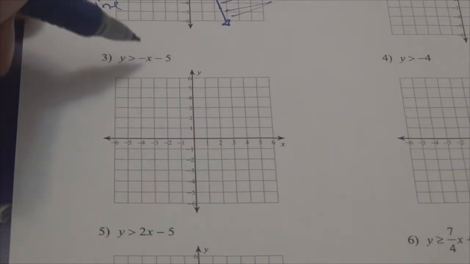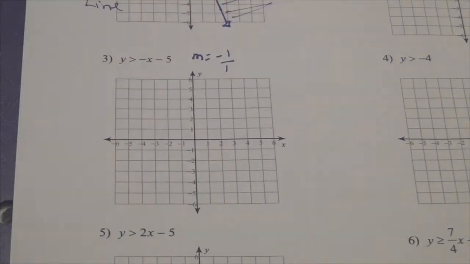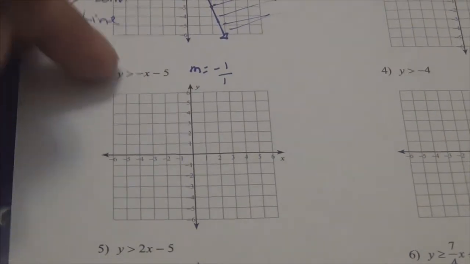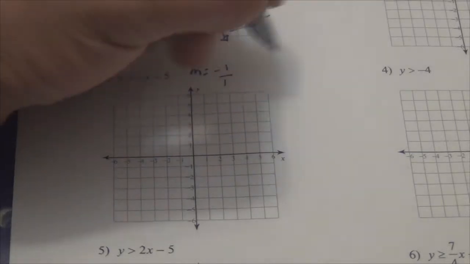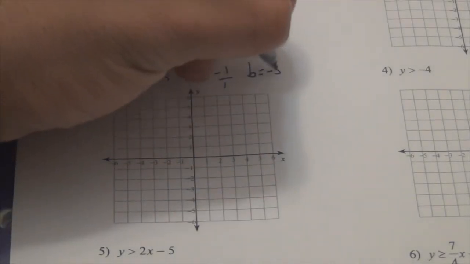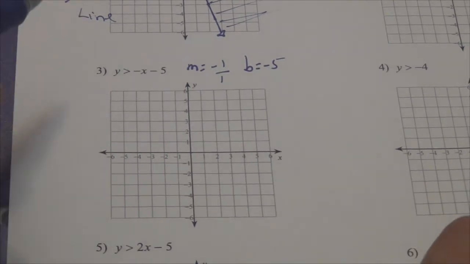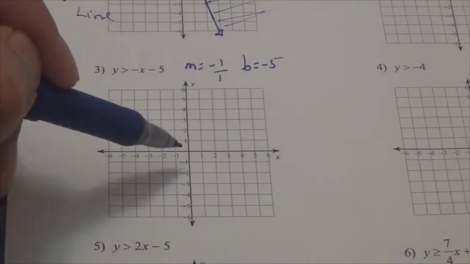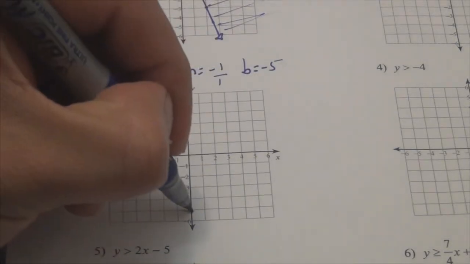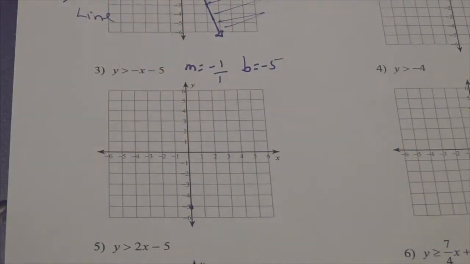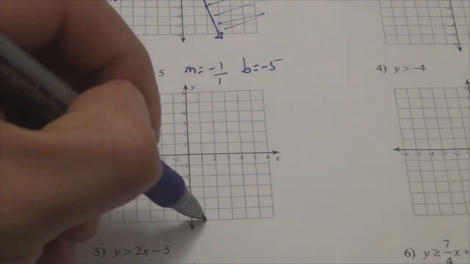For example, identify the slope. The slope is negative 1 over 1. Look, negative 1 is the coefficient of x, and the y-intercept is negative 5. So I'm going to start graphing at 0, negative 5. So let's see, 0, negative 1, negative 2, negative 3, negative 4, negative 5. That's my point. Now, the slope is negative 1 over 1, meaning 1 down and 1 to the right.